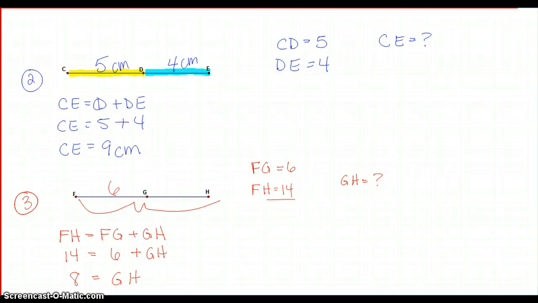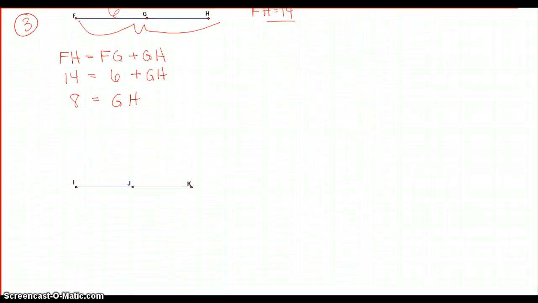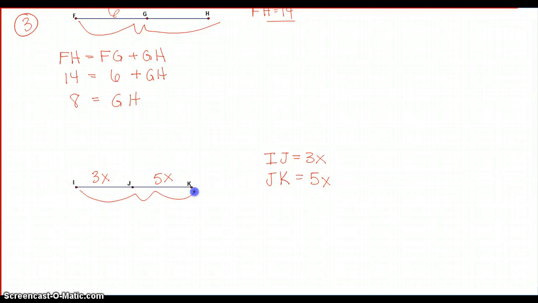The last example that I want to go through would be now using all the algebra that we've been practicing throughout the whole year. So for example, in this question, I'm going to tell you that IJ is 3x. So the length of IJ is 3x. The length of JK is 5x. And I'm going to tell you the length of the entire line, IK, is 16 centimeters. And what I would like to know is how many centimeters is IJ and how many centimeters is JK.